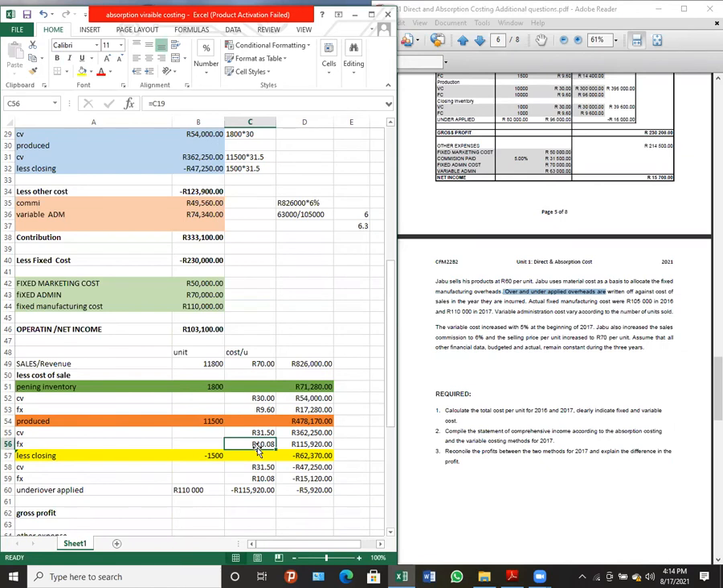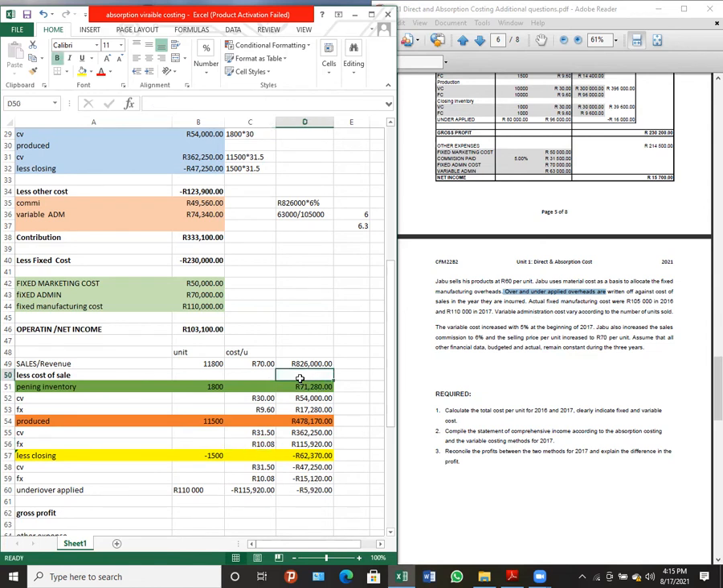Oh, okay. Yeah. The applied, remember, in the applied is the fixed cost that incurred during the year, during the current year. Okay. Yeah. In the simplest form.